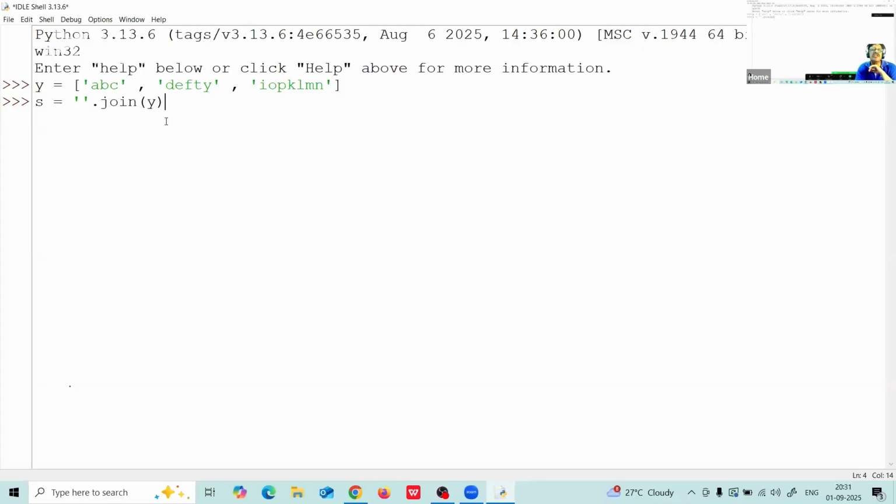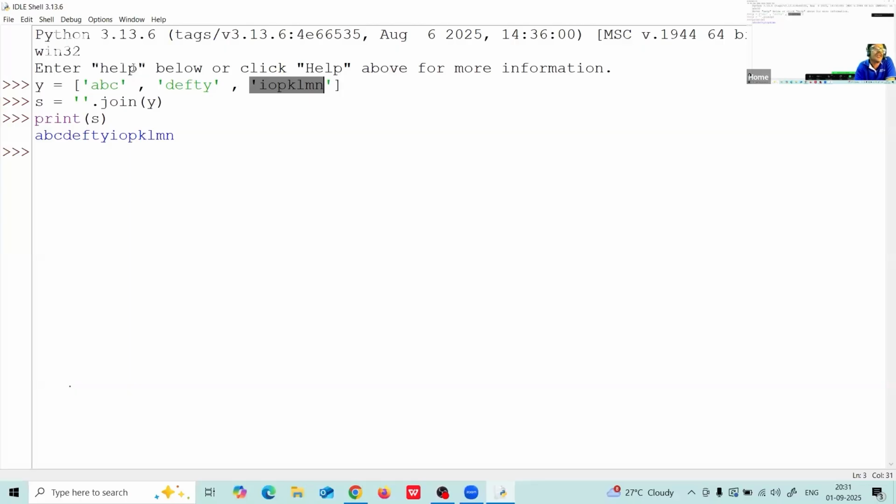I'll tell you, when I first saw this, I got shaken actually. Oh my God, what is this? But then when I understood that it is a string function, join, I was really surprised. Let's see what S is. Oh, S is a single string made by joining all these strings.